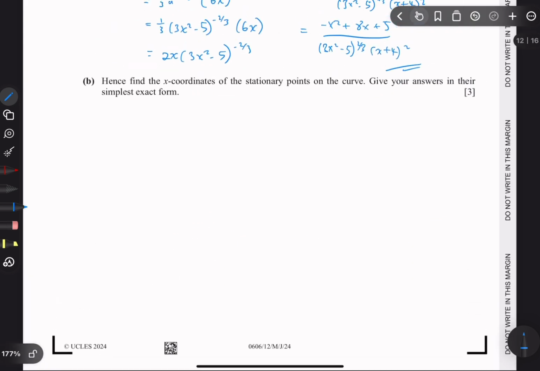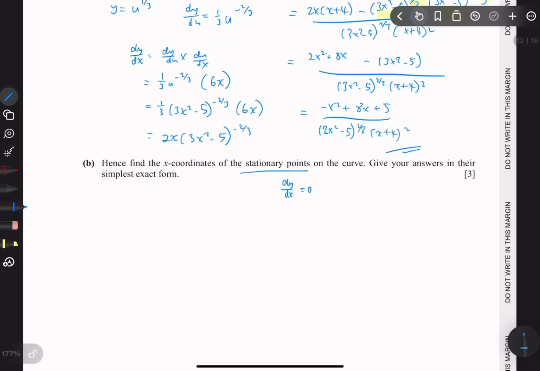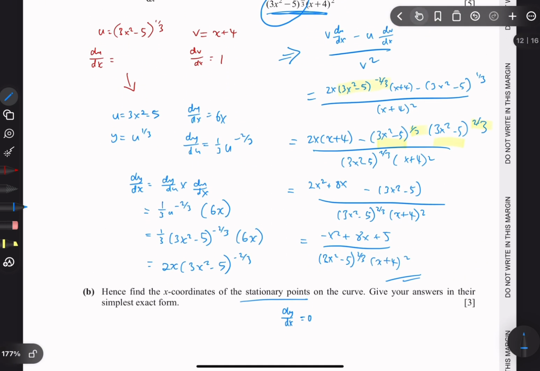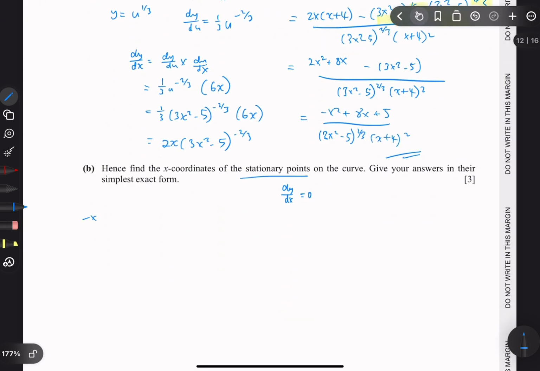Okay, part B. Hence find the x-coordinates of the stationary points on the curve. Give your answers in their simplest exact form. So for stationary points, the gradient of the tangent will be 0. So that means dy/dx will be 0. And you already have dy/dx from part A, so you can just equate them to 0.